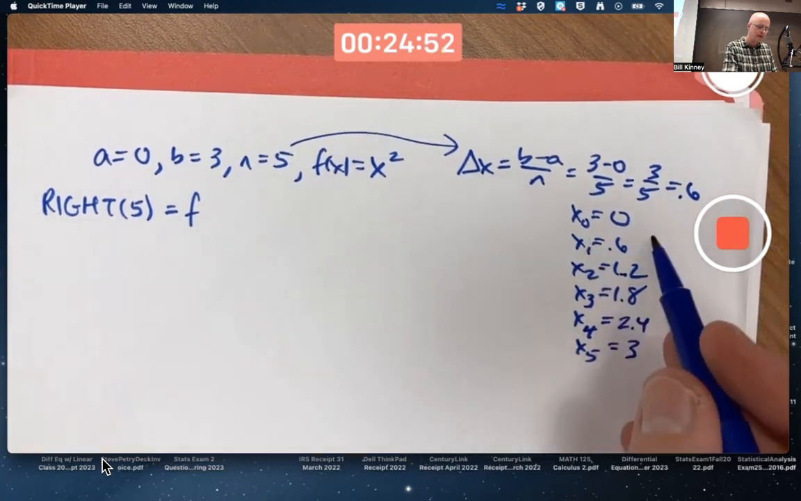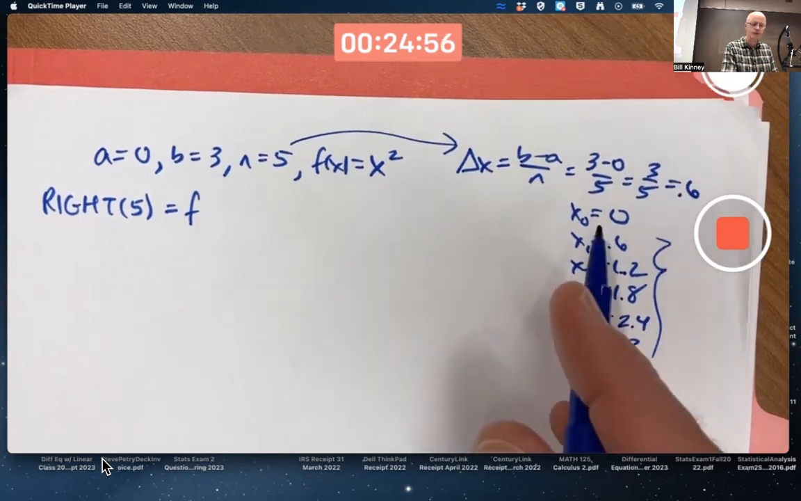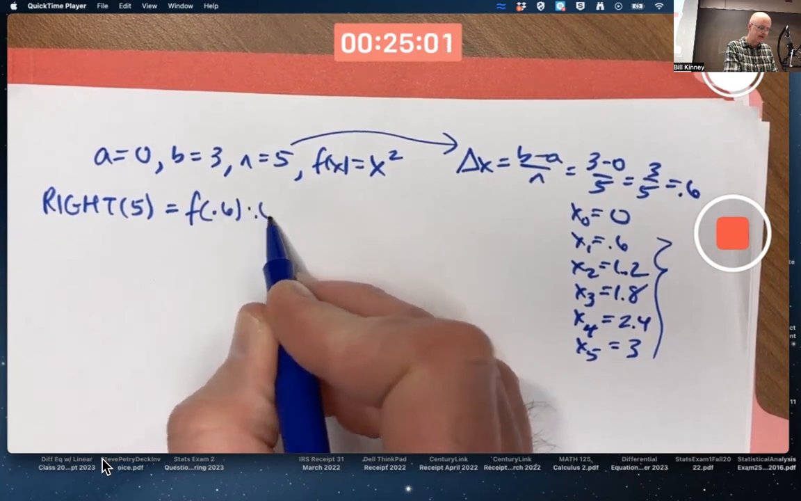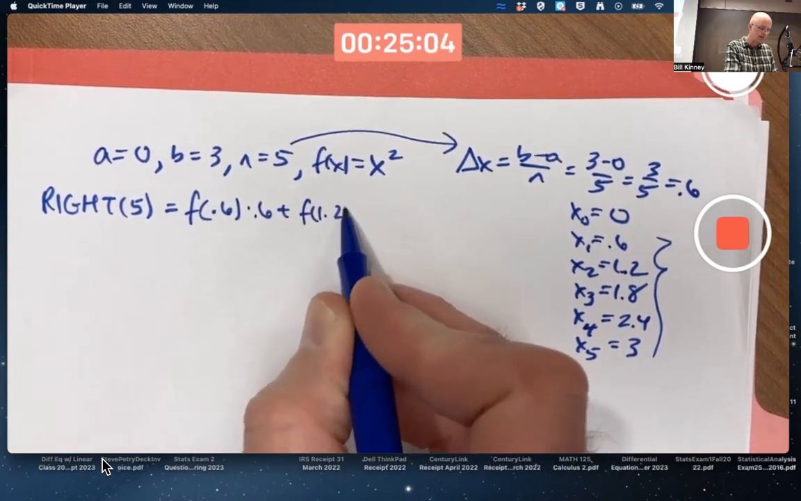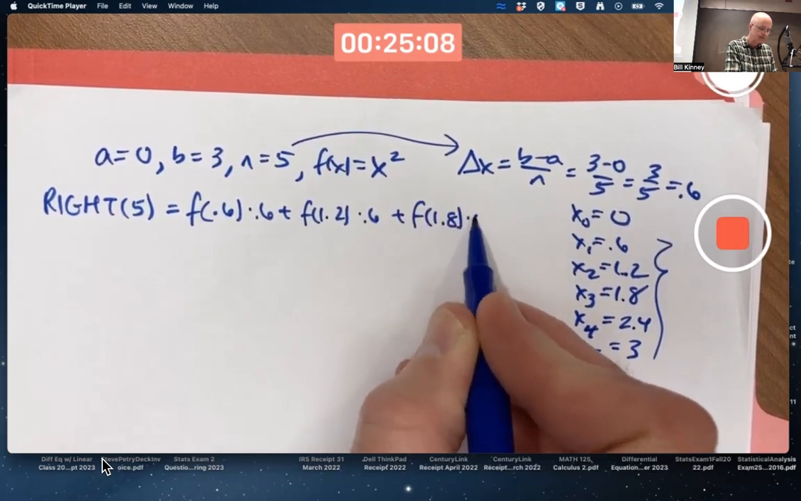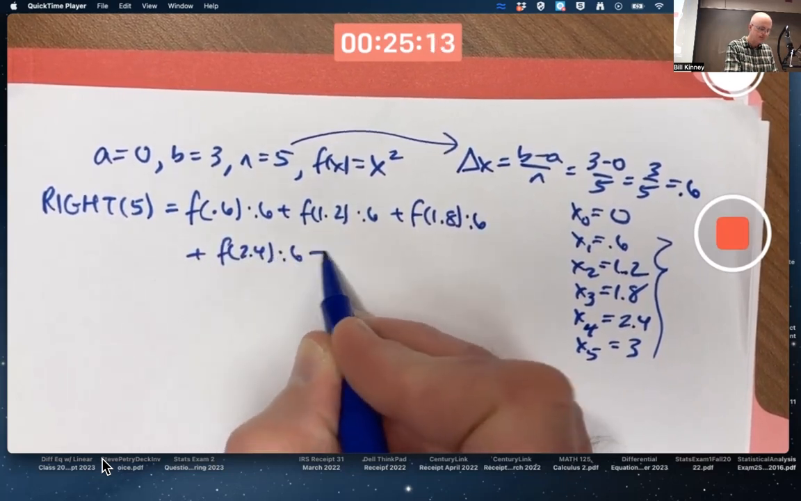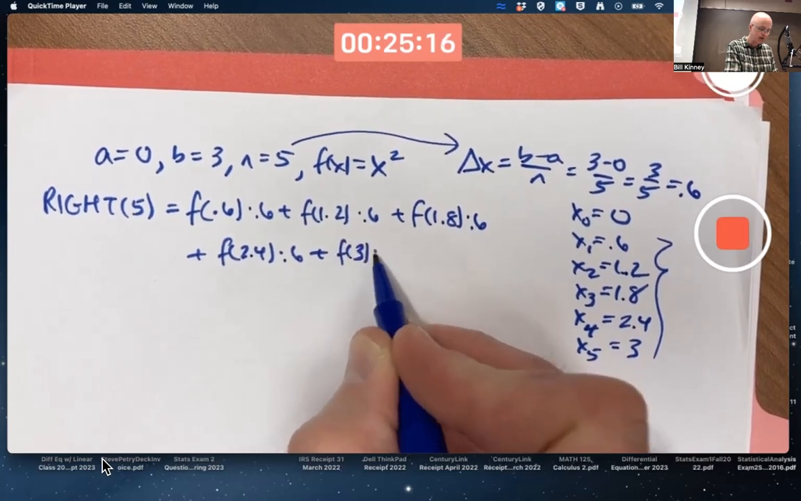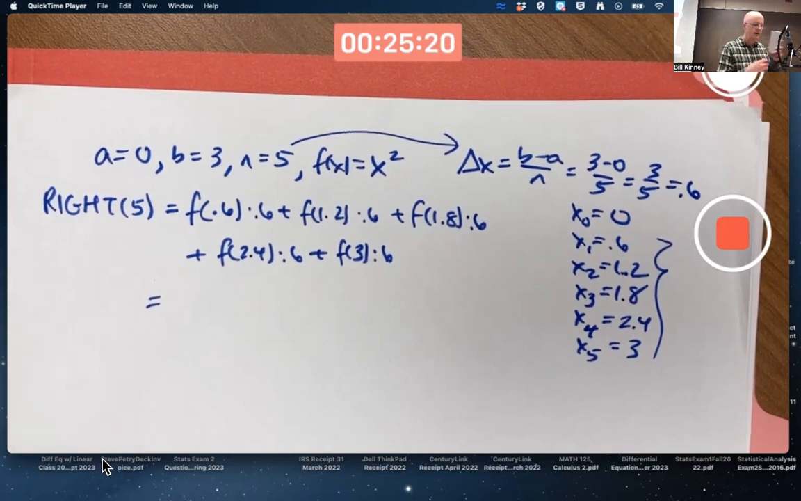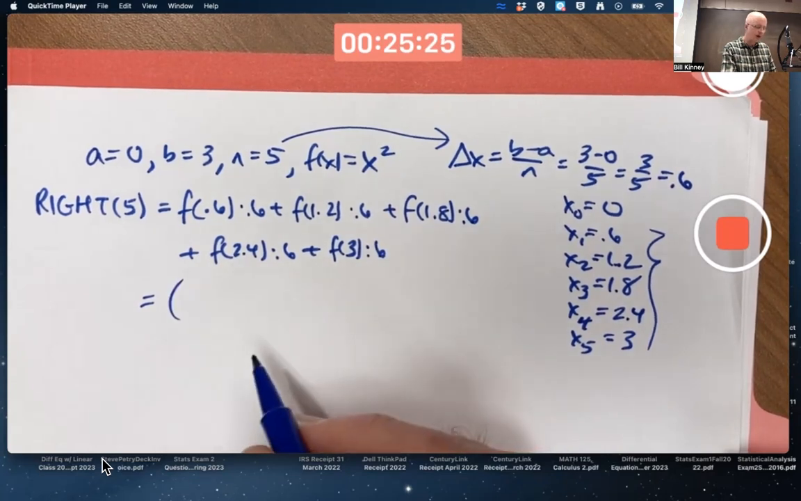For the right-hand sum, we use those numbers. We don't use the 0th number. We don't use x0. So I get f of 0.6 times 0.6 plus f of 1.2 times 0.6 plus f of 1.8 times 0.6 plus f of 2.4 times 0.6 plus f of 3 times 0.6. f of x equals x squared. Let me also factor out a 0.6.